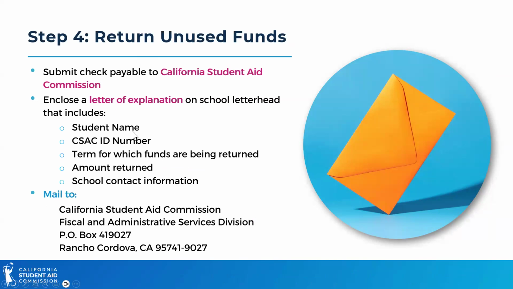And this is where you're going to list those students' names and CSAC IDs for which you're returning the funds, if those students had an overpayment, or you're just returning funds because of unused funds. And then you would mail that here.